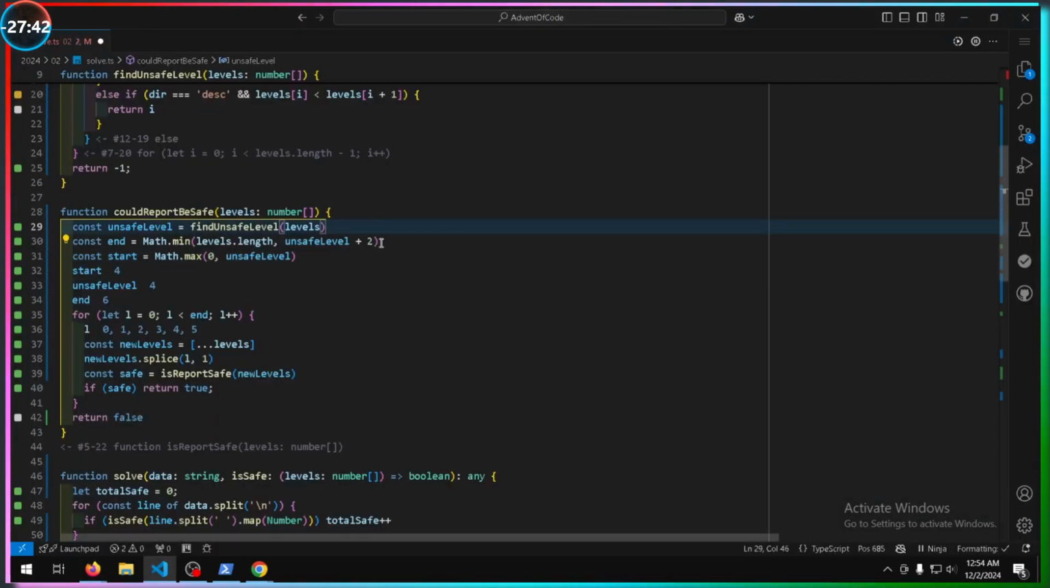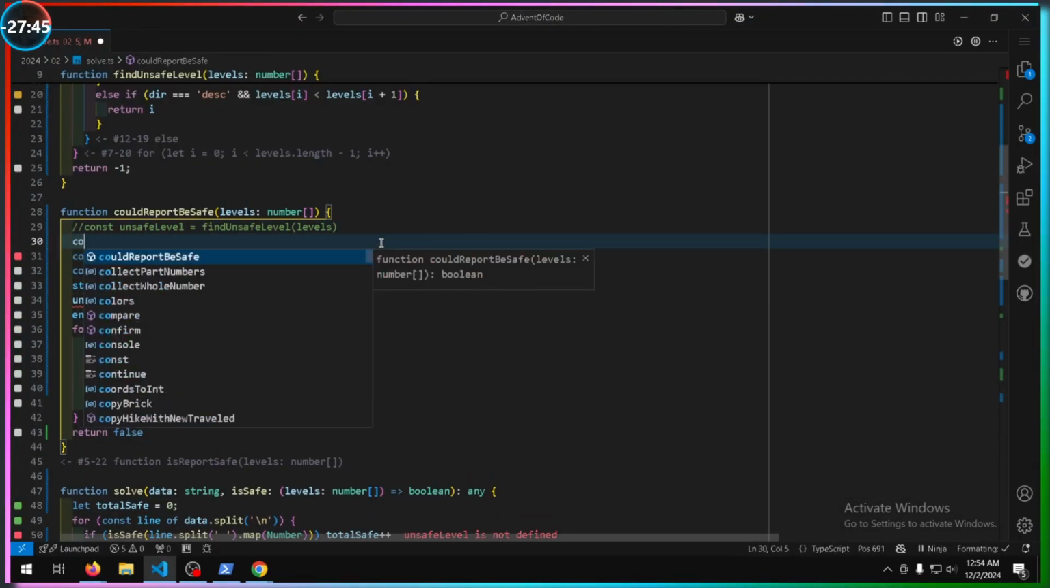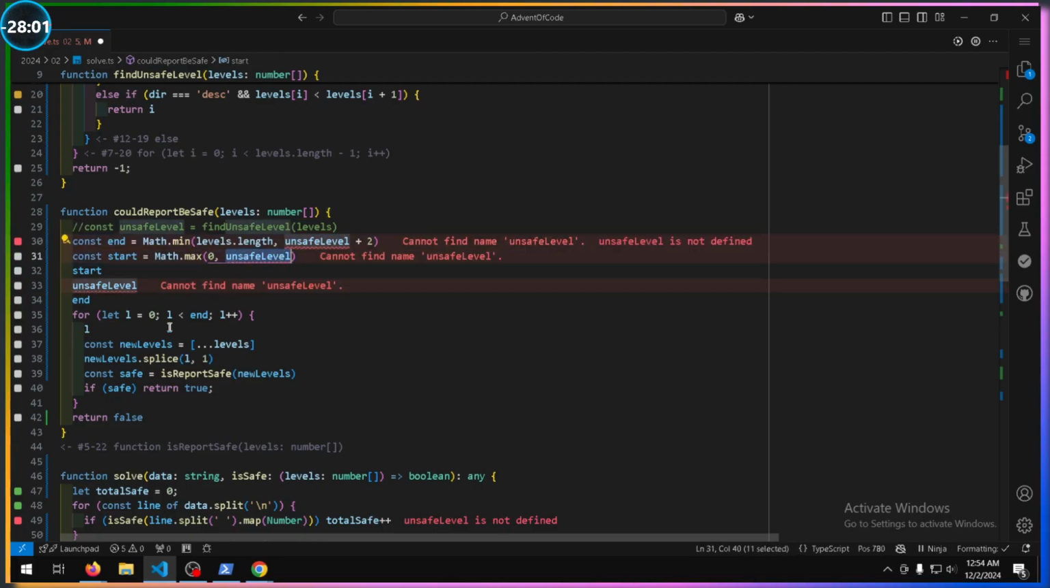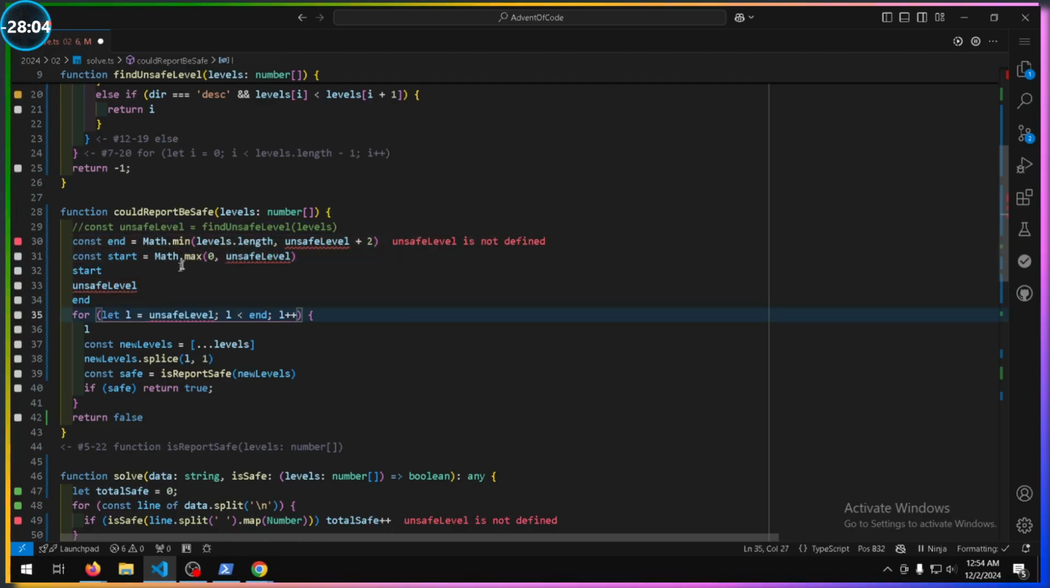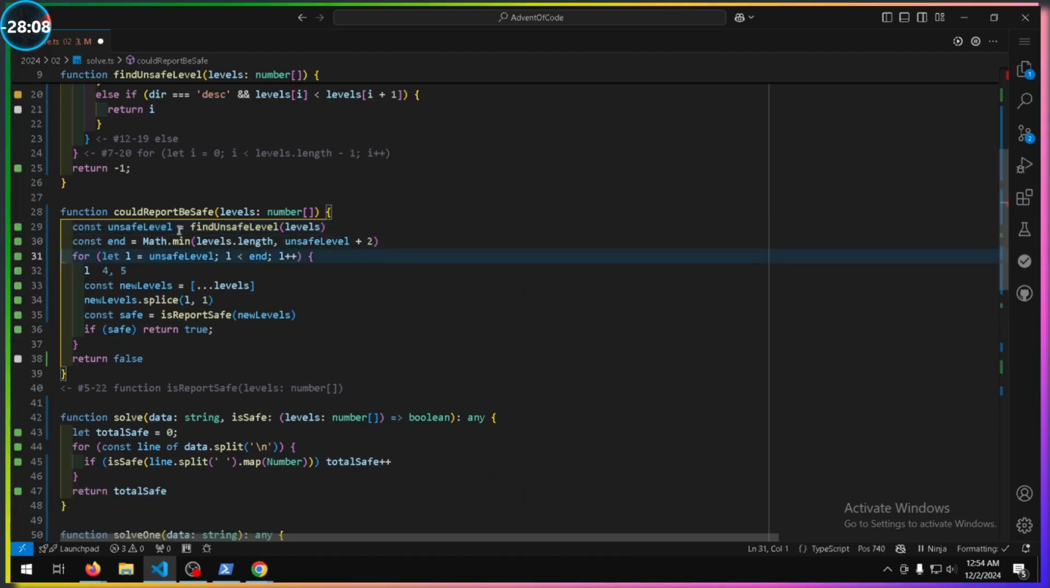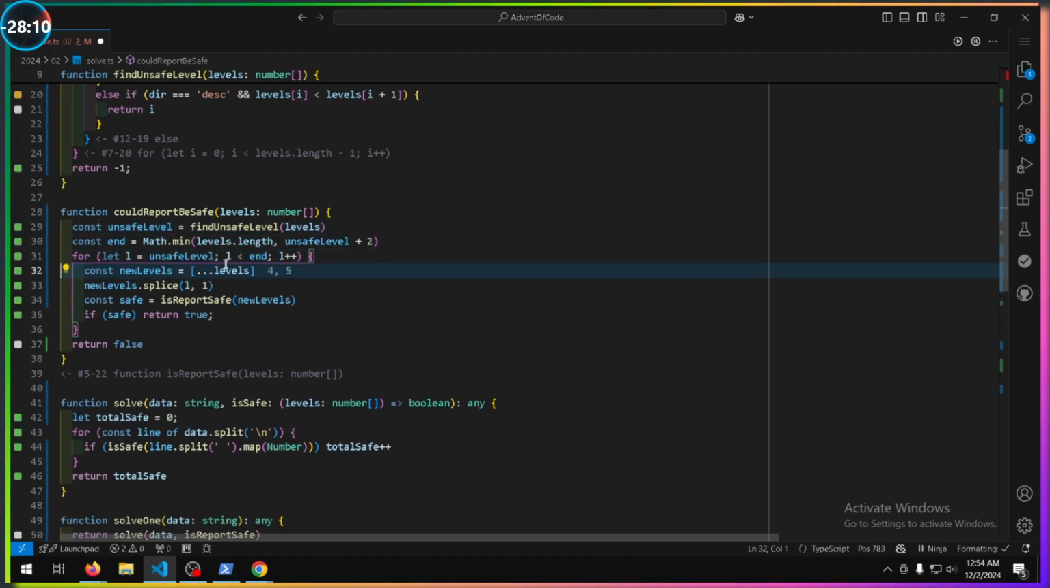Okay, what if it is 0? 1, 2, 3. I really don't know what I expected here. It's doing the thing. Do I even need the max? Because it can't be less than 0. So I can just say the unsafe level. Because it can't be minus 1 in this universe. Drop all that. 4 and 5.